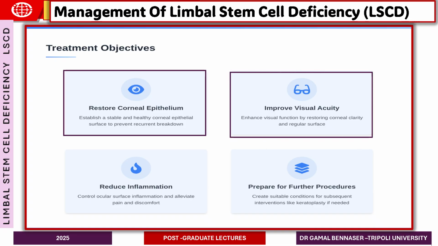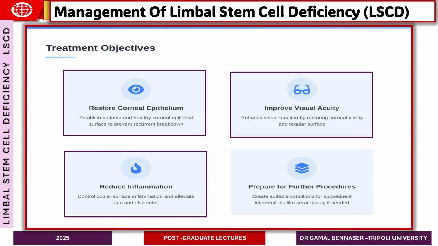Another target of our management is to improve the visual function of the patients. Of course, we will improve the surface of the eye, but we also want to improve the visual function of the patients. And one of our targets also is to reduce the inflammation. By reducing the inflammation, we serve two purposes. Number one, we maintain the function of the residual healthy limbal stem cells, and we can also guarantee the success of the transplant that we are going to do.